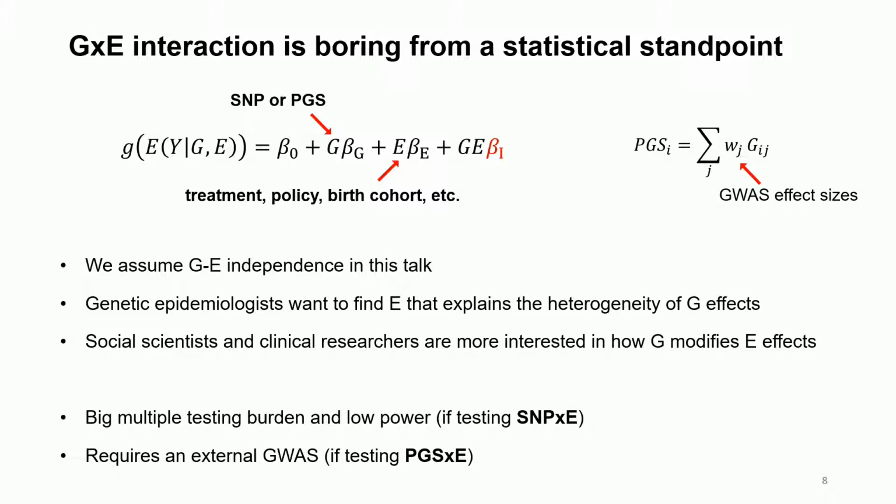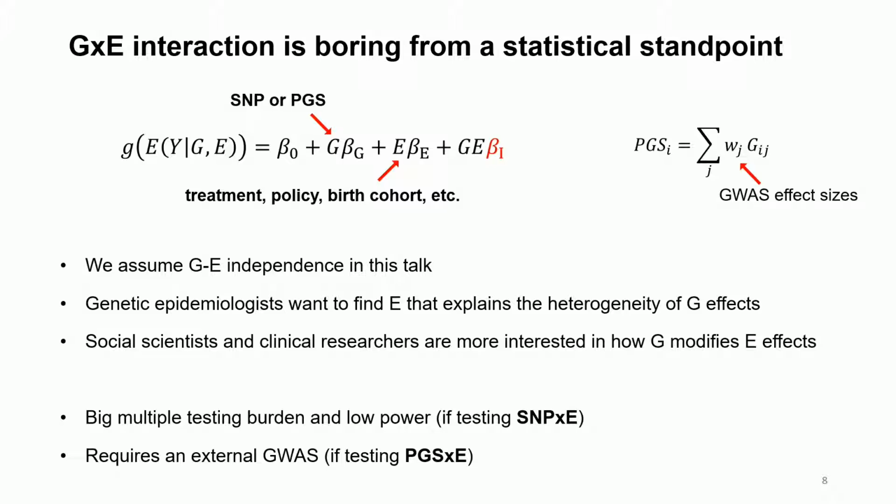And like I said earlier, in the scope of my talk, we assume gene and environment are independent, but we're not naive. We know this is a big assumption, and we have ways to deal with that in our analysis. But the perspective of understanding these associations, these interactions, is sometimes different. For example, genetic epidemiologists will use this type of model to try to find an environmental factor that explains the heterogeneity of G effects.